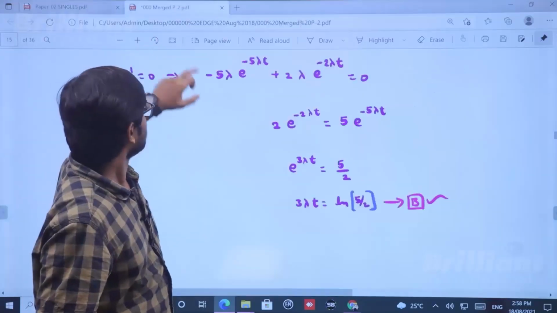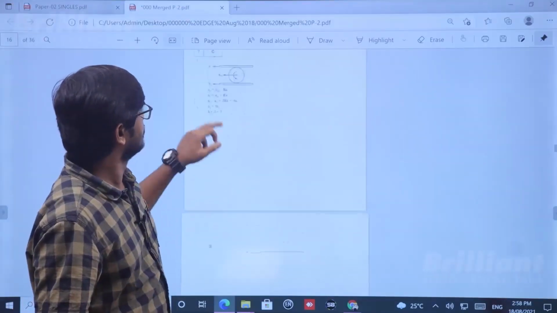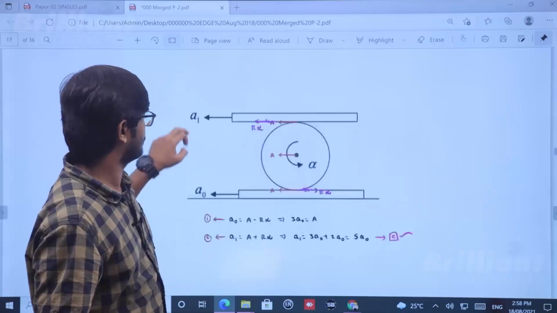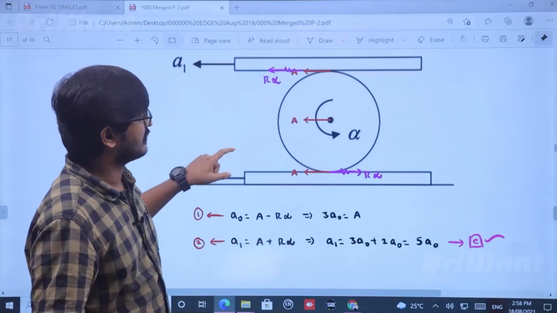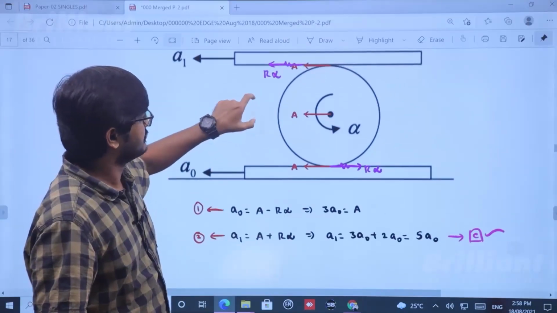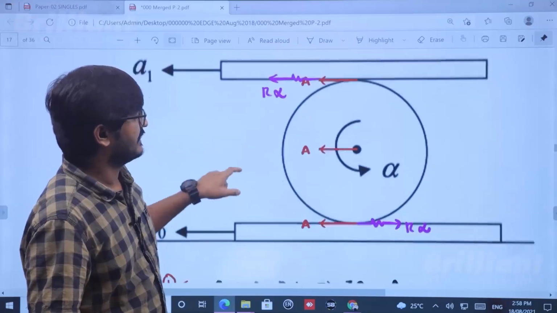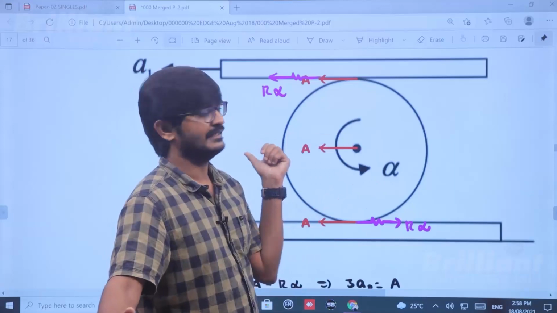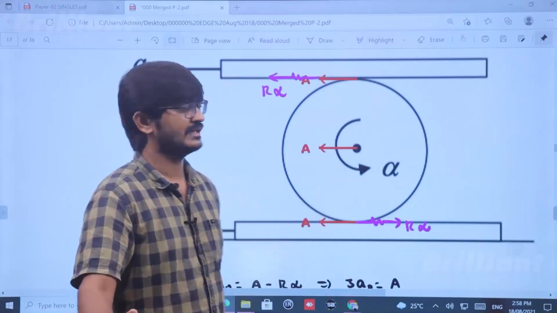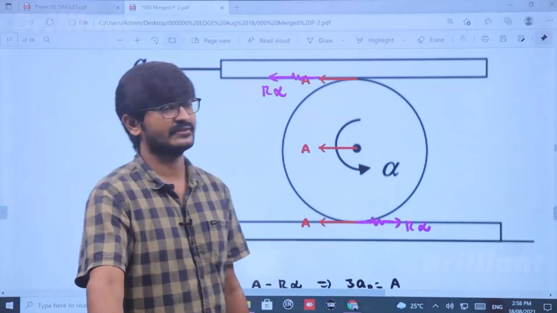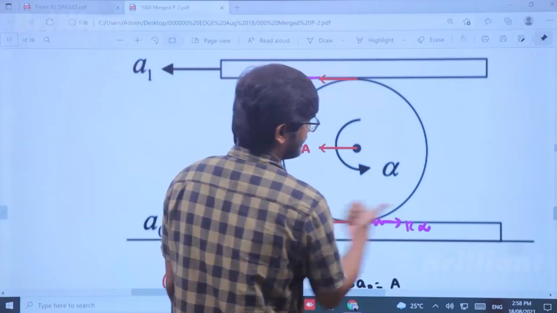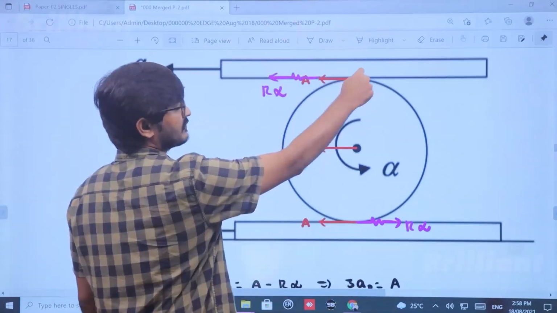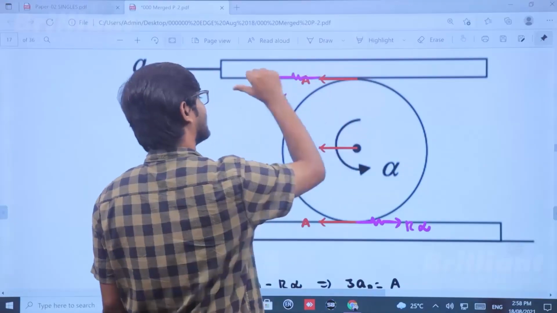So there is nothing much physics here. It's only about common sense or logic, right? So what I did, I assumed the sphere is having an acceleration A, and they have given angular acceleration alpha. So the bottommost point of the sphere will be having A minus R alpha, and the topmost point of the sphere will be having A plus R alpha.